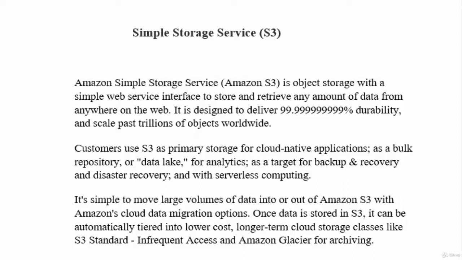The buckets have a unique namespace for each region. For example, if your bucket is in EU West 1, then the URL of your bucket will be https://s3-eu-west-1.amazonaws.com/your bucket name.